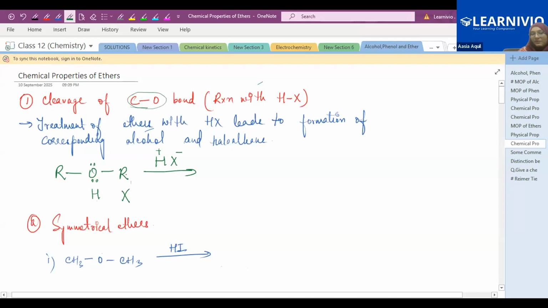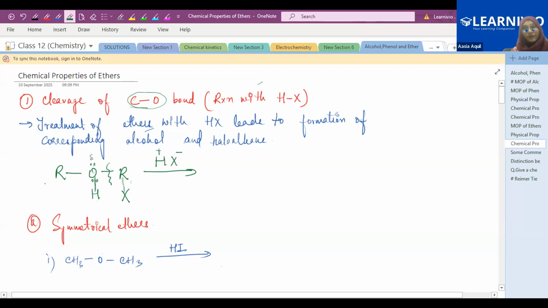If it is a symmetrical type of ether, you can cleave any C-O bond, this one or the one on the right side, any bond. So what happens over there? This bond will break, and this oxygen has a lone pair. It is a negative electron pair, so it will abstract this H plus and form a bond with the H, and this R will attach with the X, because R will get positive. This is the bond between this oxygen and the alkyl group.